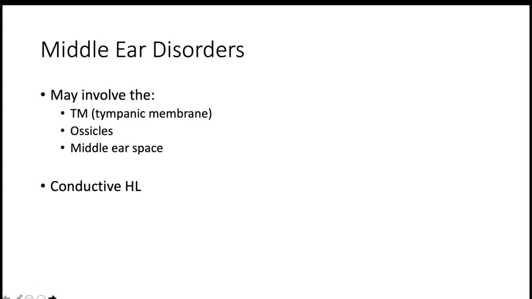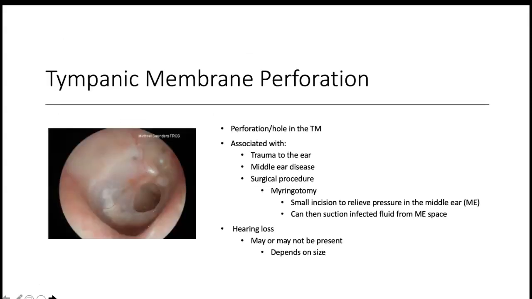We're going to go through some middle ear disorders. May involve the tympanic membrane, the ossicles, the middle ear space. They always cause at least a conductive hearing loss, meaning that some might have mixed losses, but there's always a conductive component if there's enough to cause hearing loss.